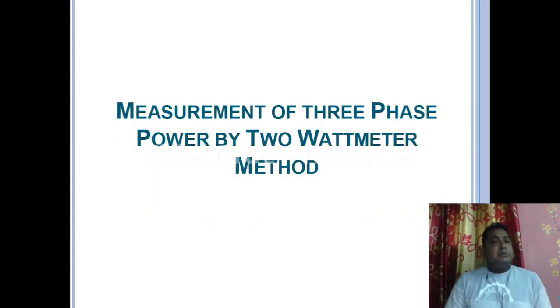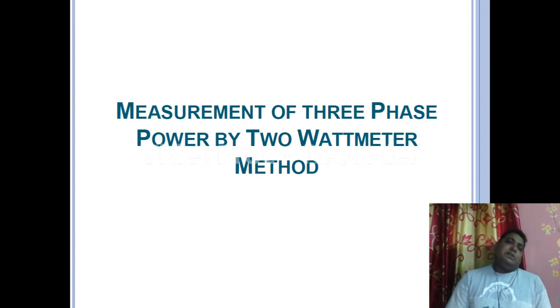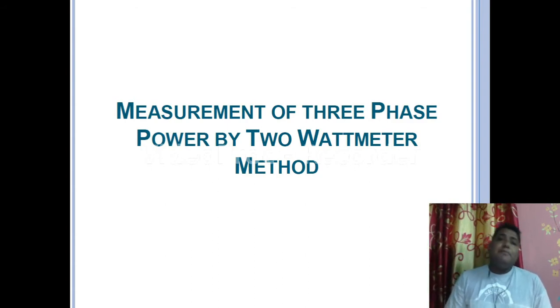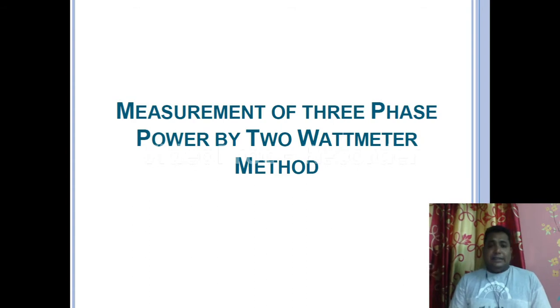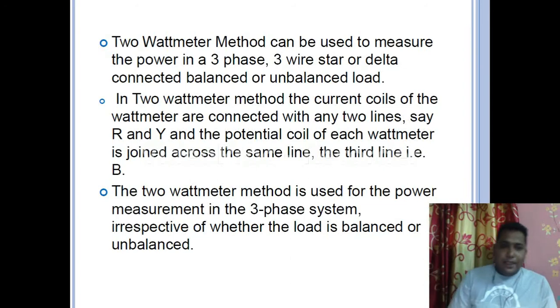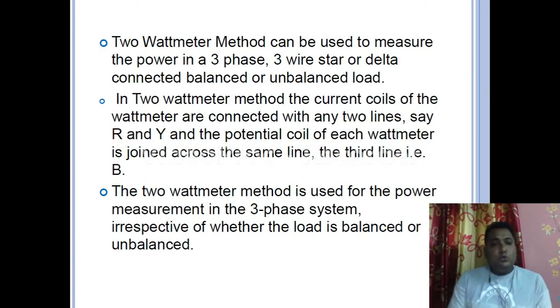Yes. So, the measurement of 3-phase power by the 2 wattmeter method. First of all we will see the importance of the 2 wattmeter method, then we will go for the calculation part. Let us find out why we are using the 2 wattmeter method instead of the 3 wattmeter method. The 2 wattmeter method can be used to measure the power in a 3-phase 3-wire star or delta connected balanced or unbalanced load. It can be used for both balanced and unbalanced.